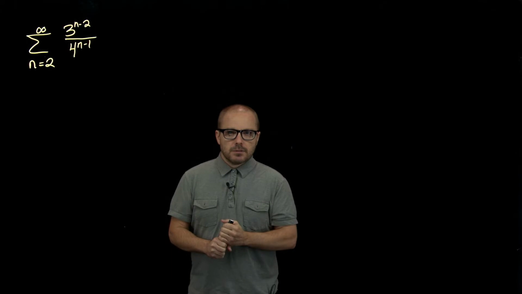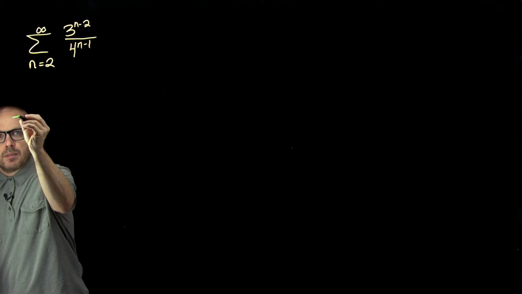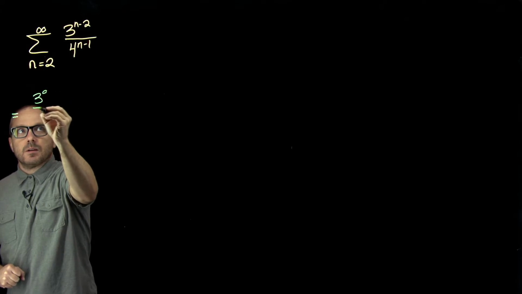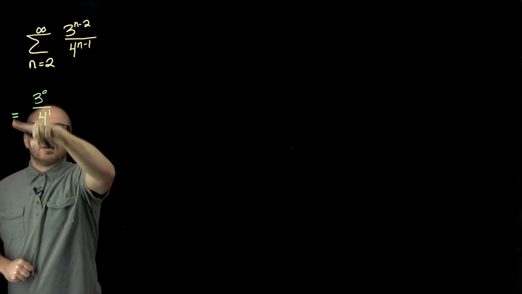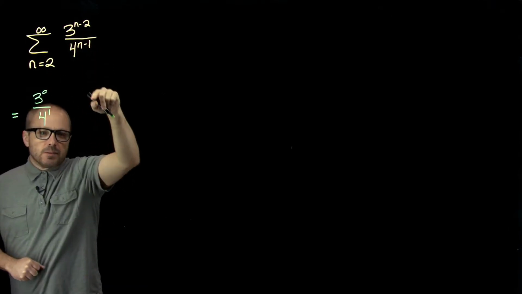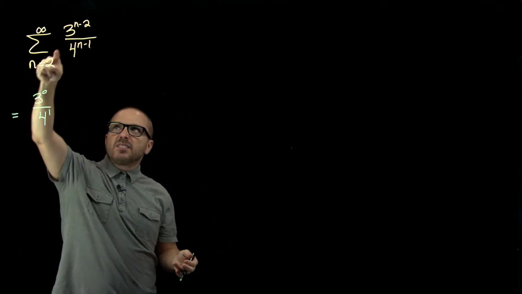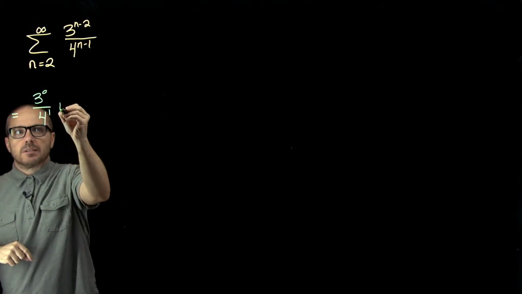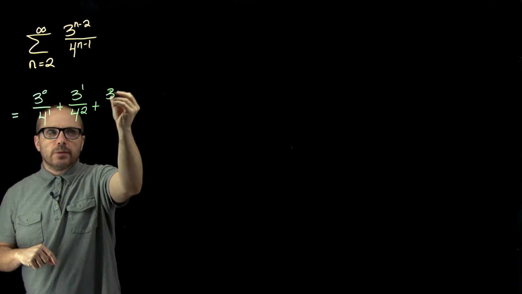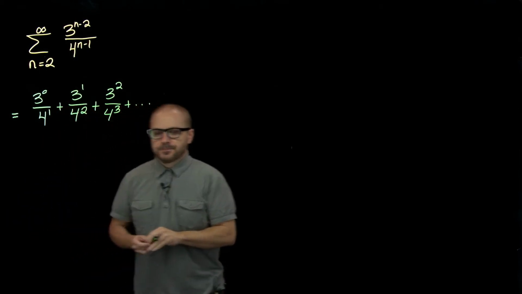First of all, let's just write out the first few terms here. So starting with n equal 2, we've got 3 to the 0 over 4 to the 1. And then every time n goes up by 1, that minus 2 or minus 1 just affects the starting position. It's just going to go up by 1 each time. The next time, when n's 3, that's going to be 3 to the first over 4 squared, then 3 to the second over 4 cubed, and so on.